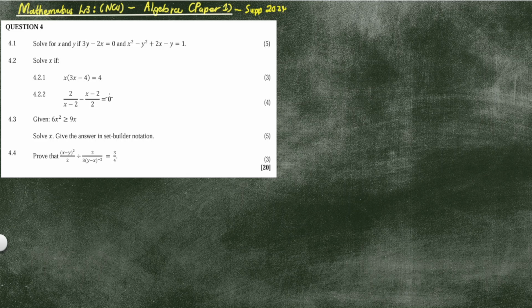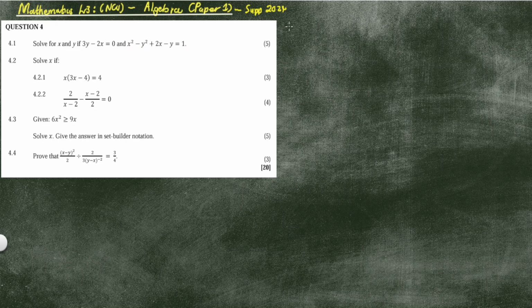Okay, so let's start with 4.1. They want us to solve for x and y if the first equation is this and the second equation is this one. We have to solve simultaneously.